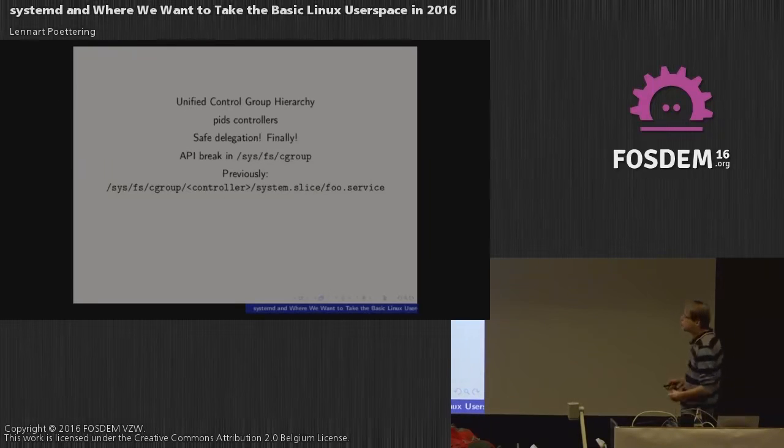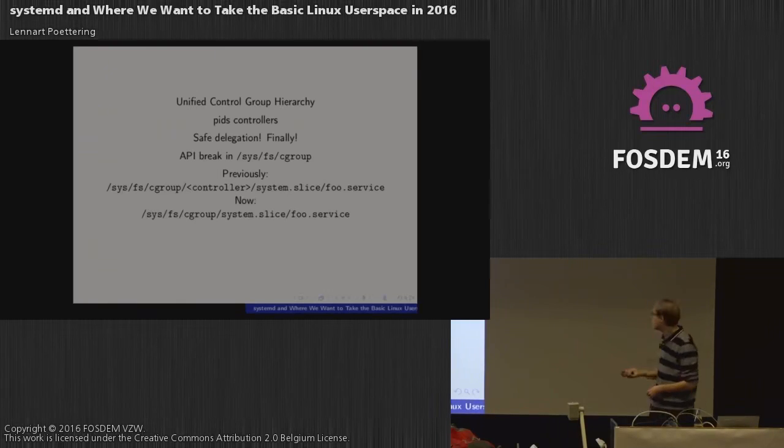If you ever looked at a Linux system on the cgroup hierarchy, you might have seen something like this before. You have slashes with cgroup, a controller name, and then you have a hierarchy, and it refers basically to a directory where you have all the processes in. And with the new stuff, it's going to look like this. It's going to be much simpler. The controller part is being removed. The controller part is usually something like cpuset or memory. That's basically similar, but it's very different and very fresh.